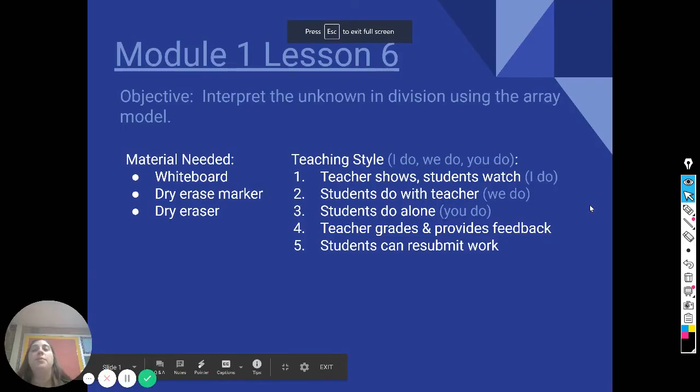Okay, so for today we'll be doing Module 1, Lesson 6. The objective is to interpret the unknown in division using the array model. The materials you'll need are your whiteboard, dry erase marker, and dry eraser. And we're going to follow that same teaching style we did last time, where I do a problem, we do a problem together, and then you do a problem.